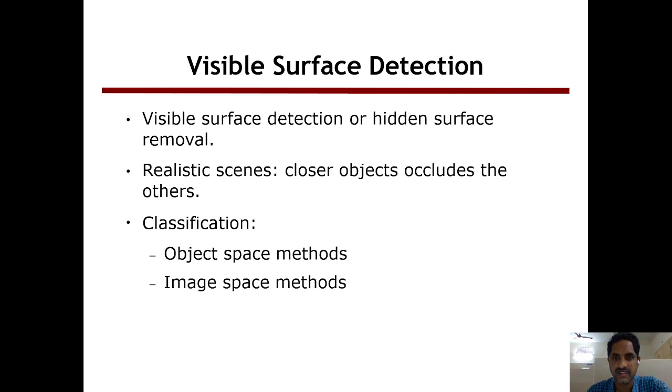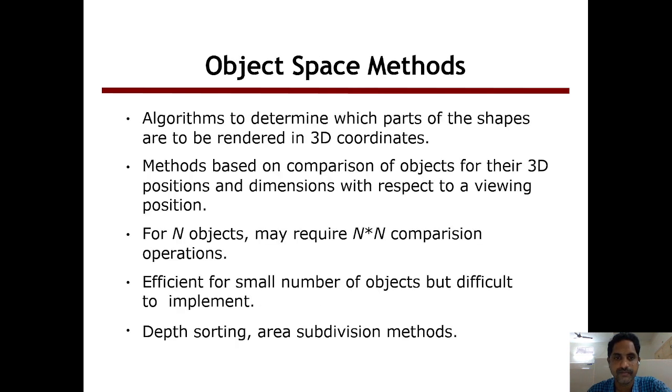hidden surface removal. Okay, so for visible surface detection or hidden surface removal, we are using two different types of classifications. The first one is the object space method and the second one is the image space method. Okay, what is the object space method?